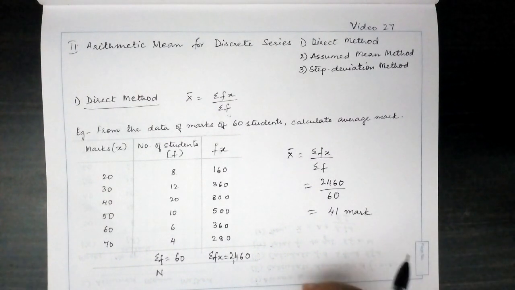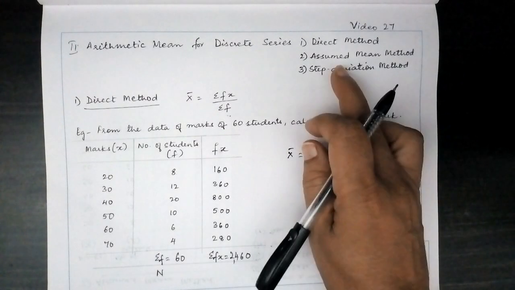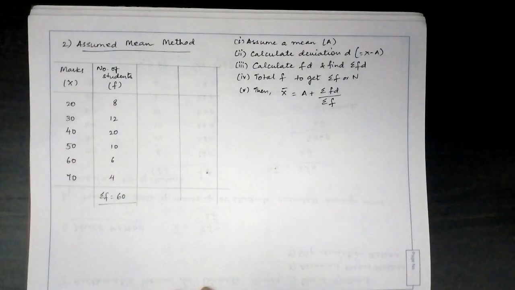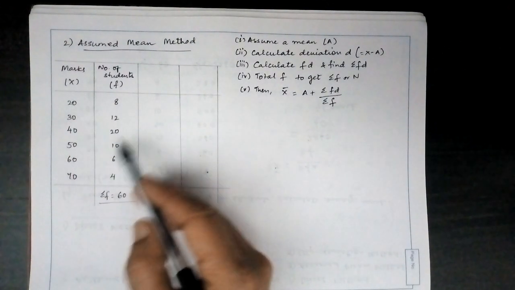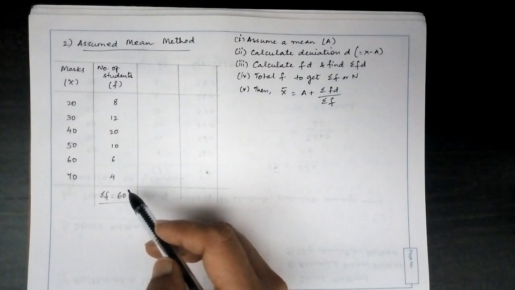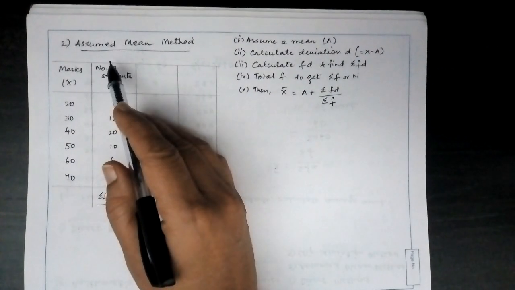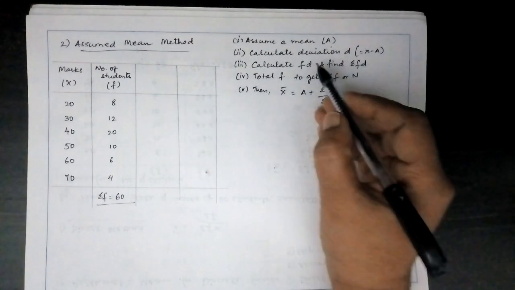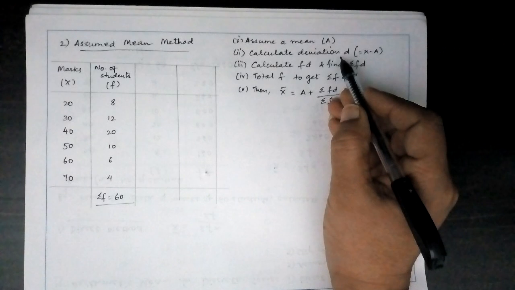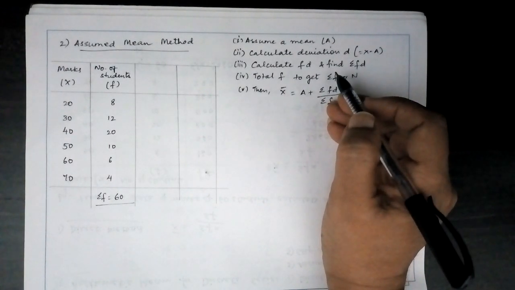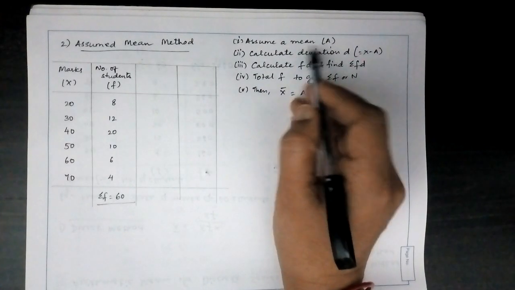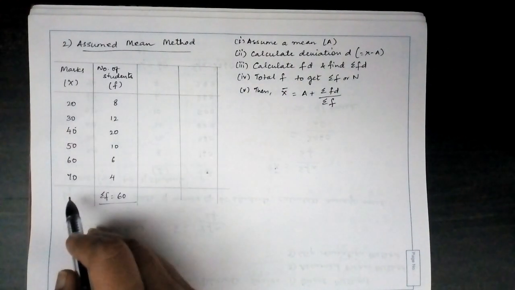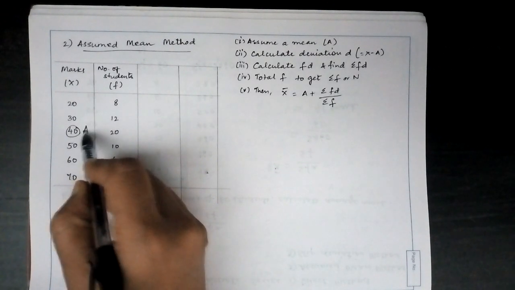Now let's calculate the mean using the next method, the assumed mean method, with the same data. Here what we are doing is calculating the deviation. The deviation would further simplify our calculation. So the first step, we are going to assume a mean and call it A. Let's take the central value, which is 40, and call it A.